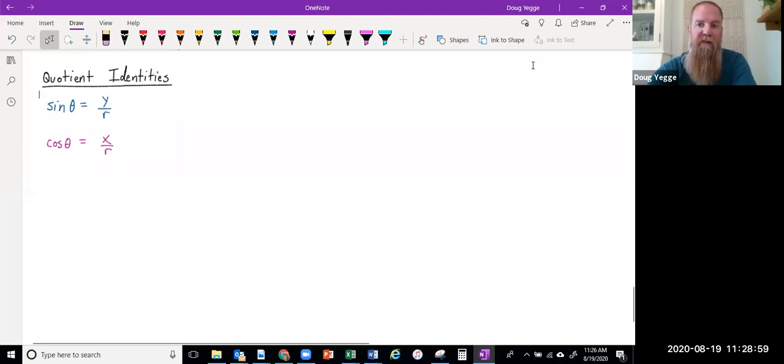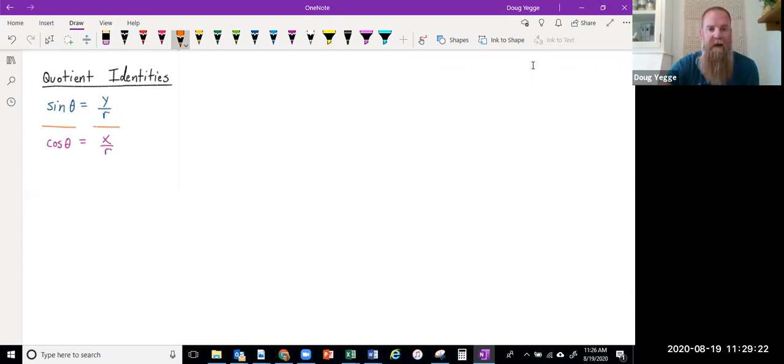At this time, we have 2 last identities that are beneficial to be able to find trigonometric ratios if we know 1 or 2 of them. So let's take a look at sine theta and cosine theta. If I were to divide these two, sine theta divided by cosine theta, let's see what that would actually do. That would mean that I would be dividing y over r by x over r. Now, when I divide y over r by x over r, that's the same thing as taking y over r and multiplying by the reciprocal of x over r.